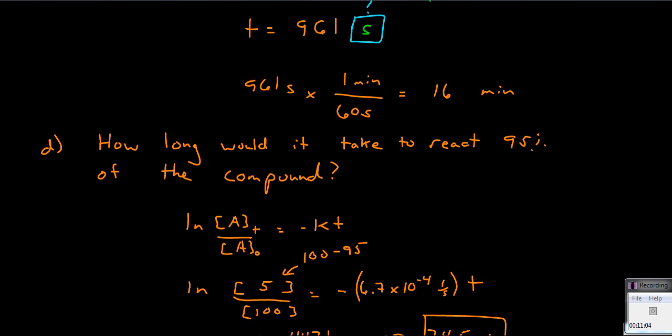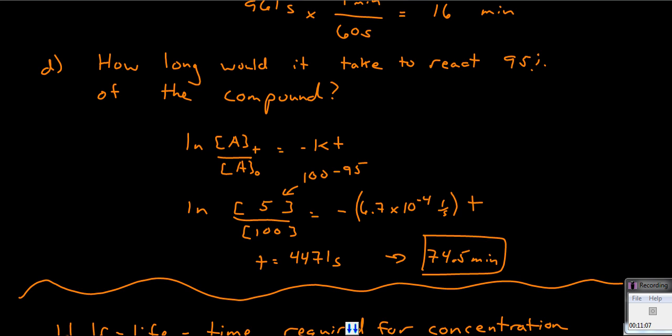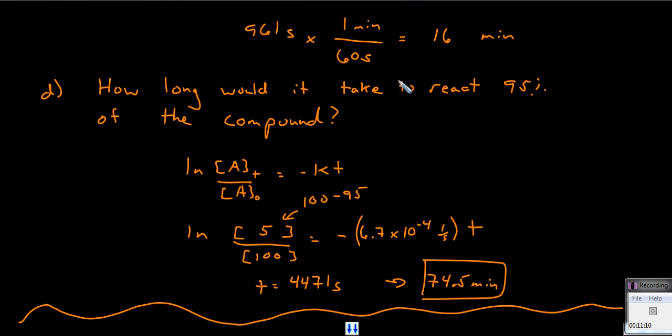Next question, how long would it take to react 95% of your compound? You could plug in for 0.40, and then what is the remaining 5% of 0.40? That's 0.02, my bad. You could plug in all that, or you could just plug in any hypothetical ratio of AT versus A0. If 95% of your reactant has reacted, then only 5% remains, 100 minus 95. So natural log of 5 over 100, and that solves for 74.5 minutes.